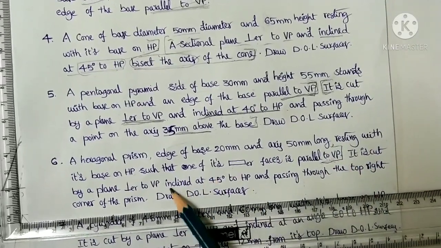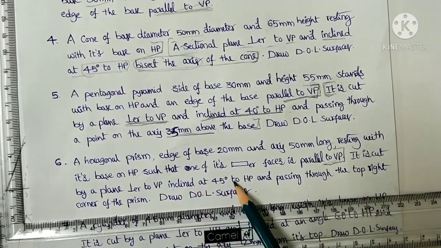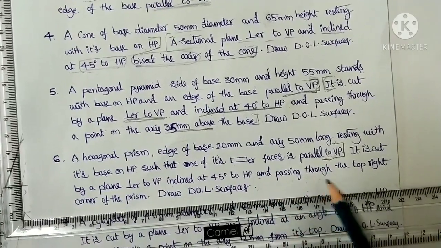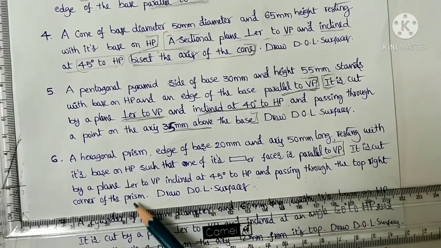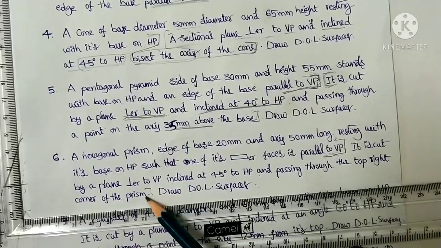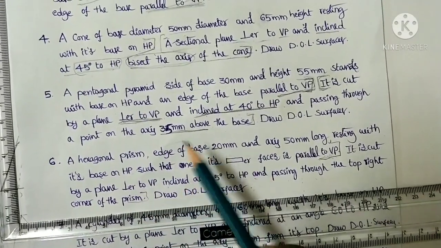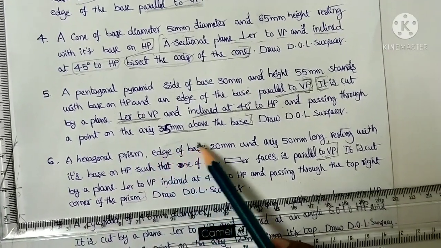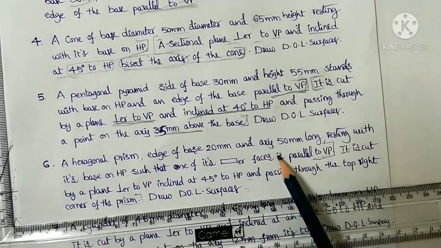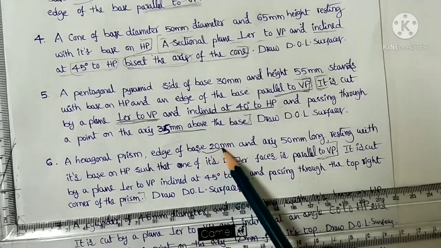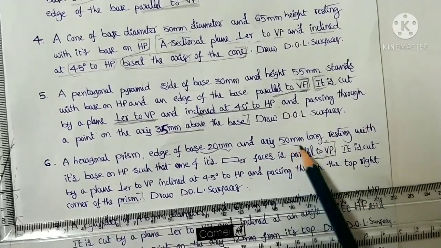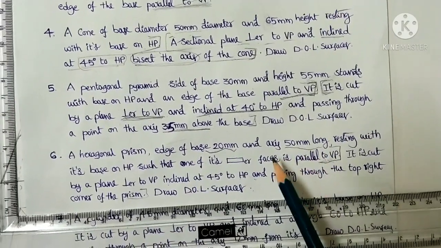It is cut by a plane perpendicular to VP, inclined at 45 degrees to HP, and passing through the top right corner of the prism. So this is the condition for cutting the object. So initially we can complete the projections of the hexagonal prism according to the given conditions, and remember the dimensions: 20 mm base edge, 50 mm long. So we can complete the projections initially.